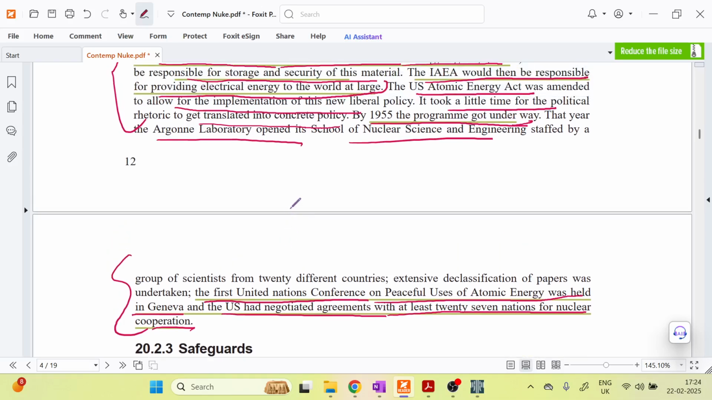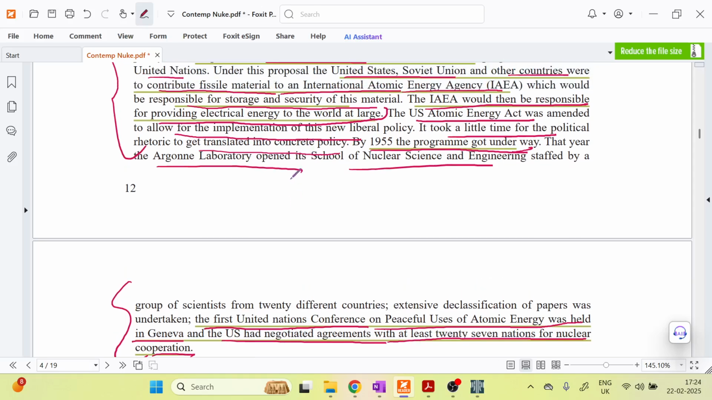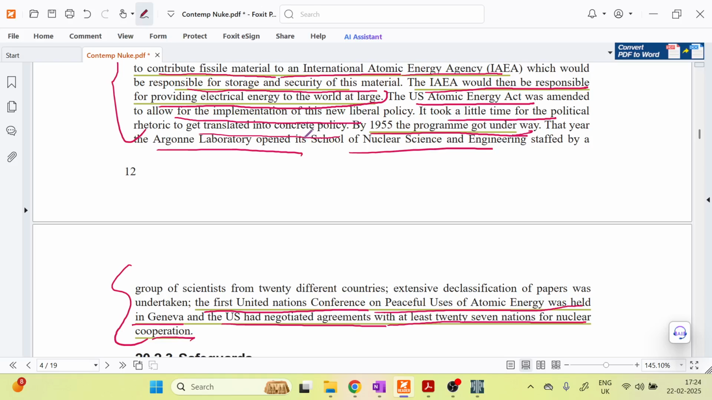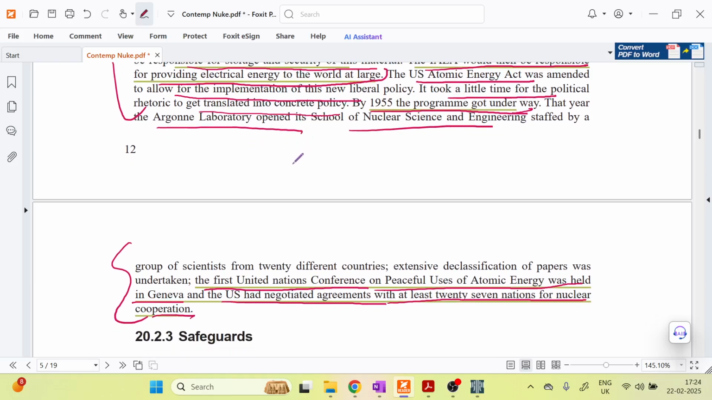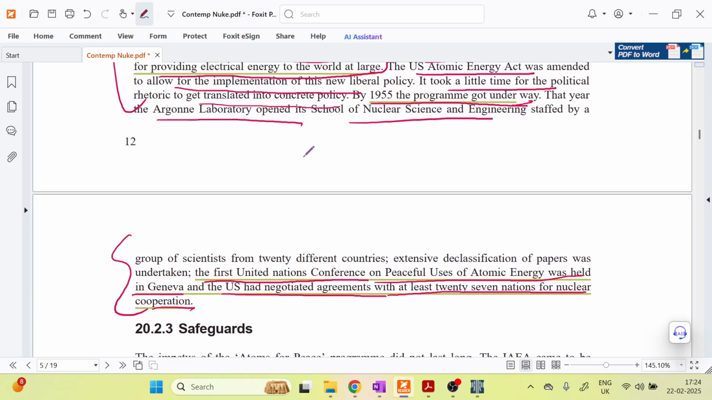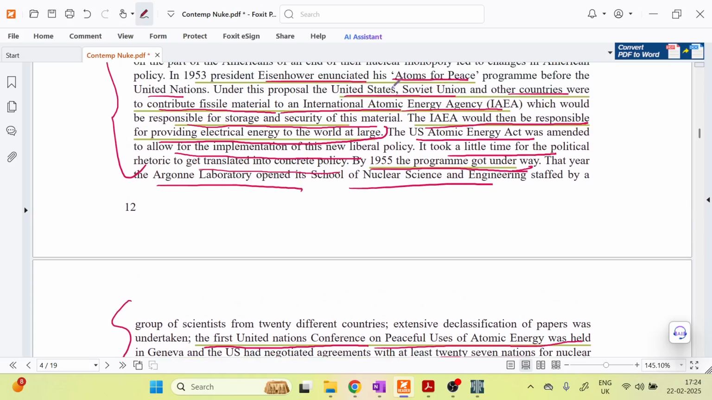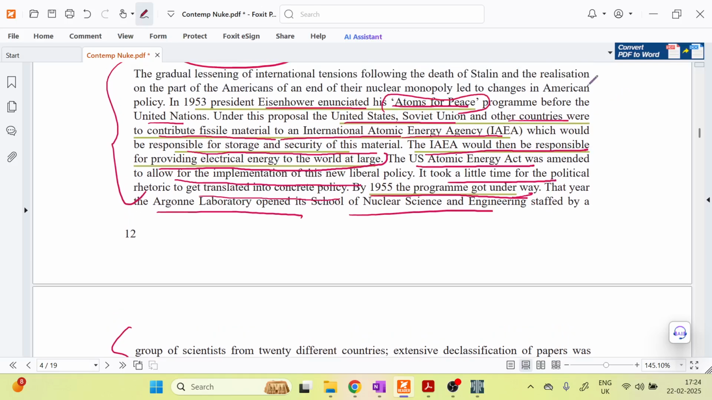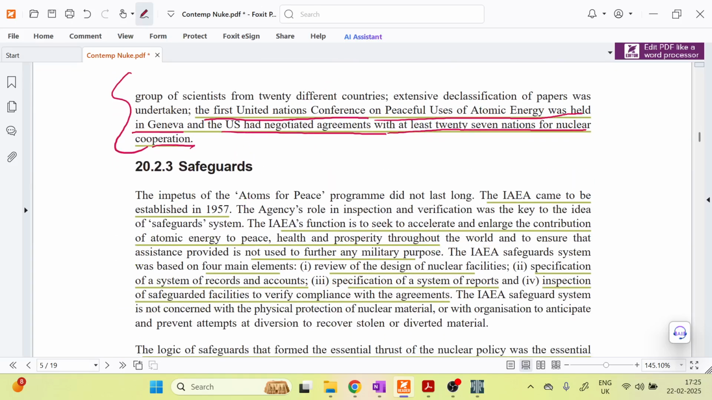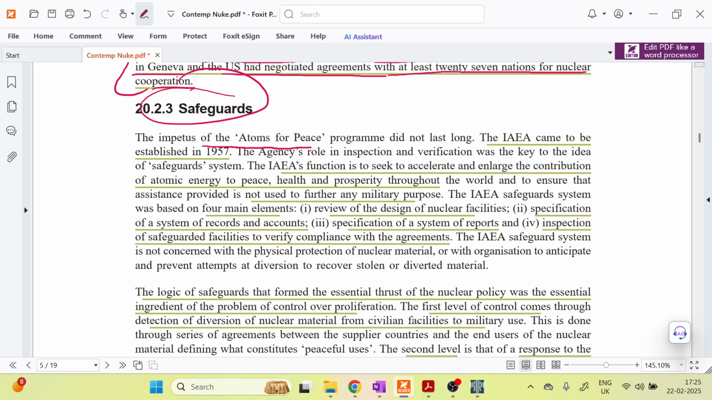So again, the fears that were echoed by the two reports, the Baruch report and the Lilienthal report, highlighted the same thing: that this technology is going to be acquired sooner or later, and since it has a civilian dimension, the spread of this technology cannot be stopped for long. And again, the president, under his liberal policy Atoms for Peace, diverted the same fissile material for generation of electricity. Now the safeguards. The impetus for this Atoms for Peace program did not last long.